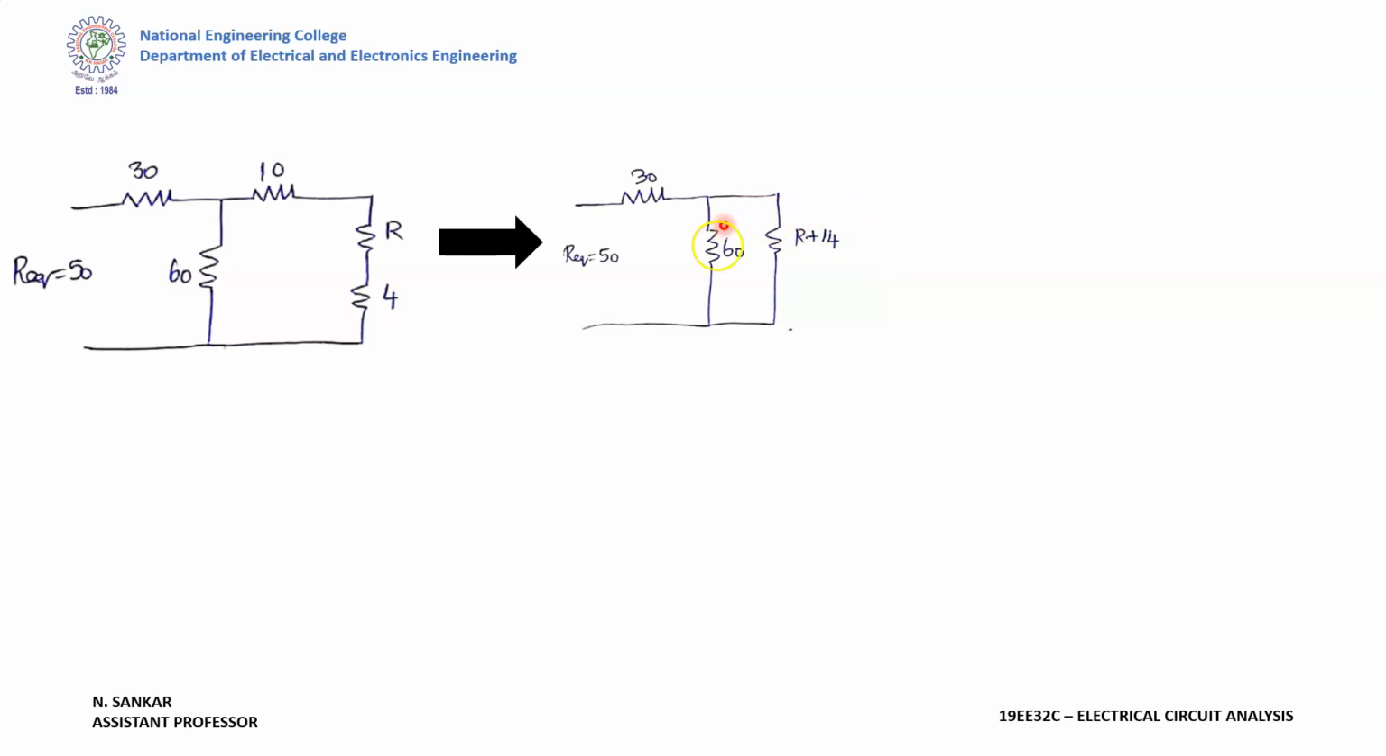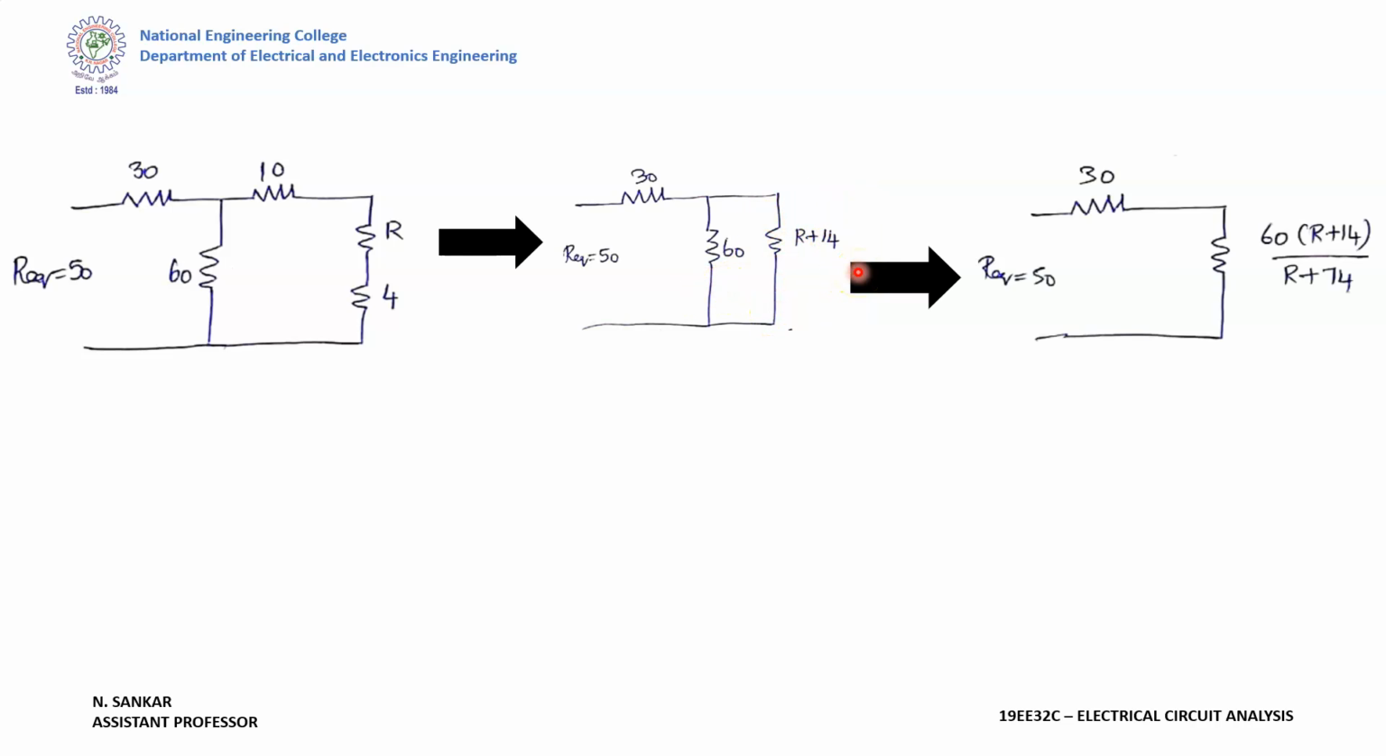Now R plus 14 and 60 are both in parallel, and the formula will be 60 into R plus 14 divided by 60 plus R plus 14. So it will be equal to 60 into R plus 14 divided by R plus 74. Now 30 and this resistor are both in series, so if you add, you will get a single value which will be equal to R equivalent, that is 50. So if you simplify this circuit, R equivalent is equal to 30 plus this value.